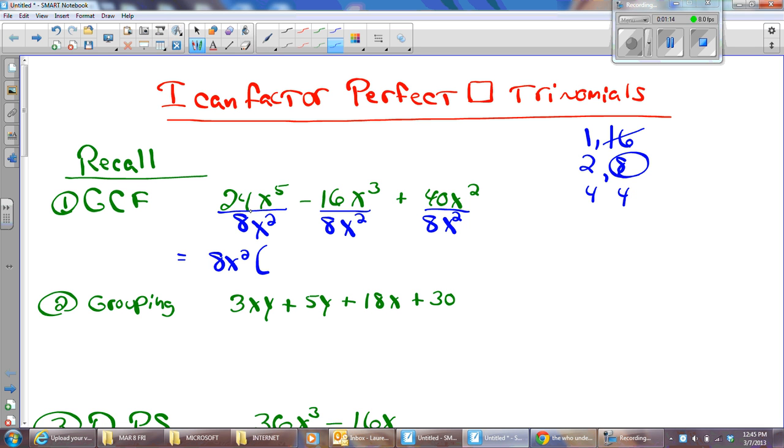I start a quantity. I do my division. 24 divided by 8, 3. X to the fifth divided by x squared, x cubed. 16 divided by 8, 2. X cubed divided by x squared is x. And then 40 divided by 8 is 5. And there you go. Okay, just factored by GCF.